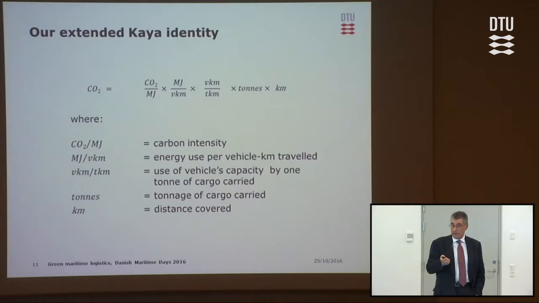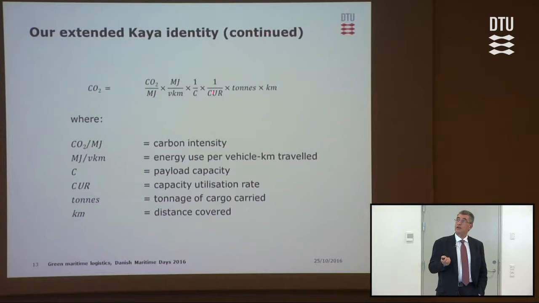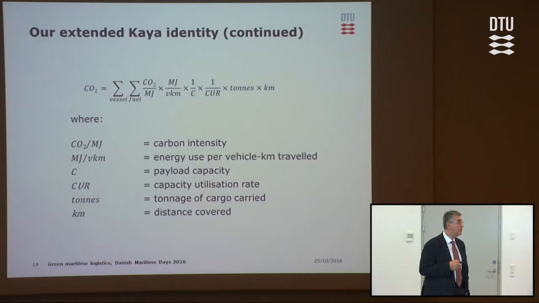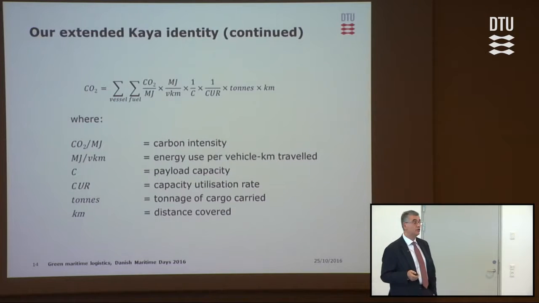Now this factor here can become better if we take the inverse of this. And now this is the ton kilometers produced by one vehicle kilometer, which can also be expressed by these two factors. Here is the capacity of the vessel and the capacity utilization rate. So now if we add summation factors for fuel and vessels, we have our formula. And this is the framework that we're going to use for classifying the CO2 emissions.